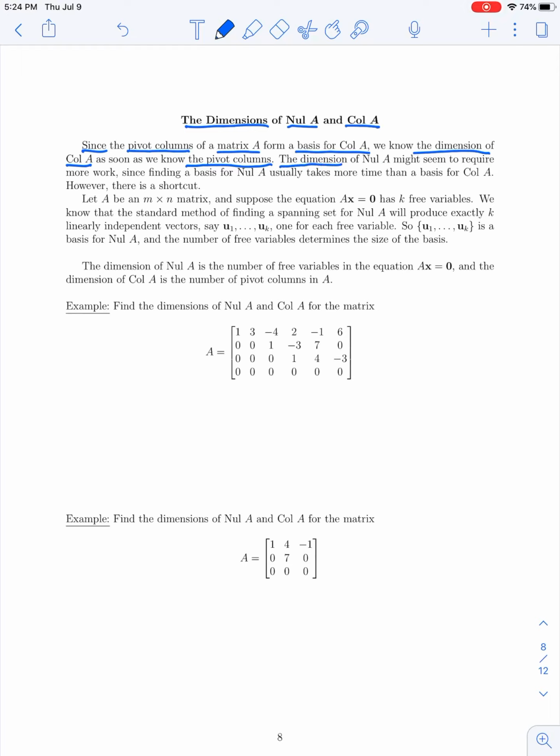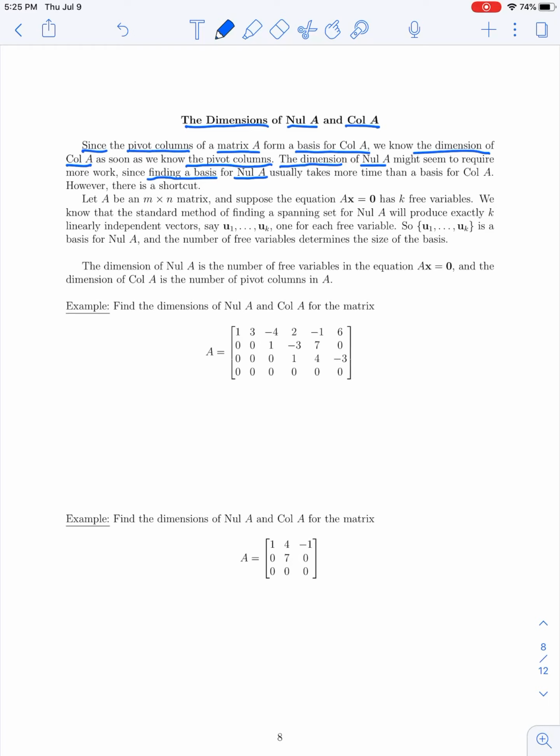Now, the dimension of the null space of a matrix may seem like it would require more work, because in order to find a basis for the null space of A, we have to solve a homogeneous system of linear equations by performing row reduction on a matrix A. So it certainly seems like it should take more time than finding a basis for the column space. However, there is a shortcut.